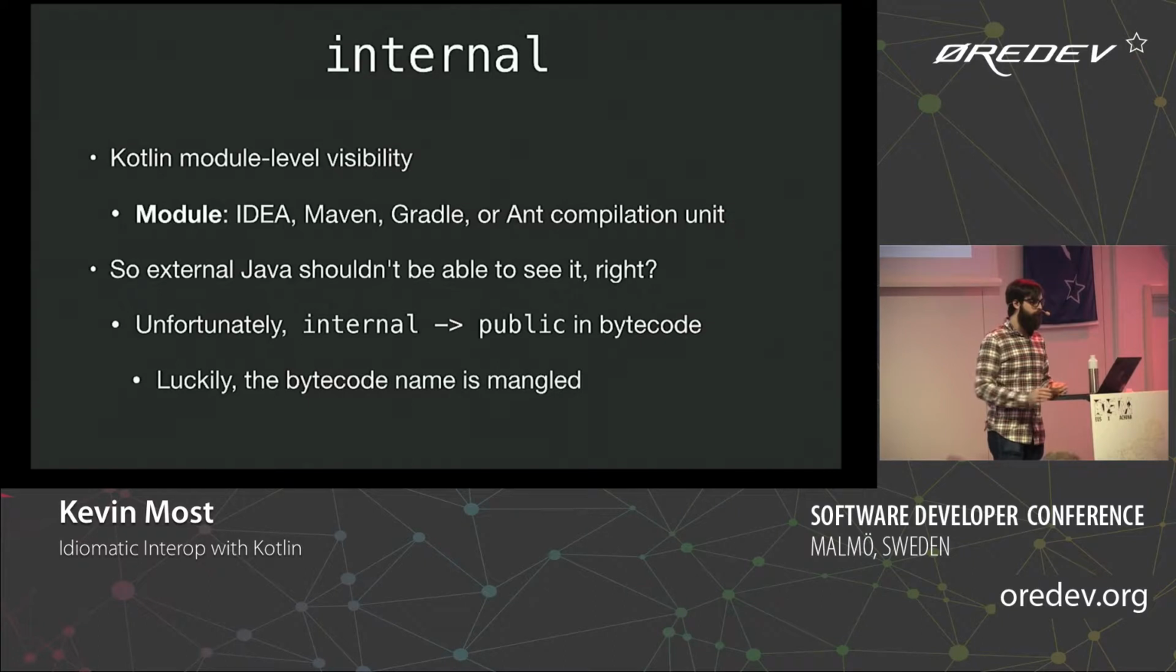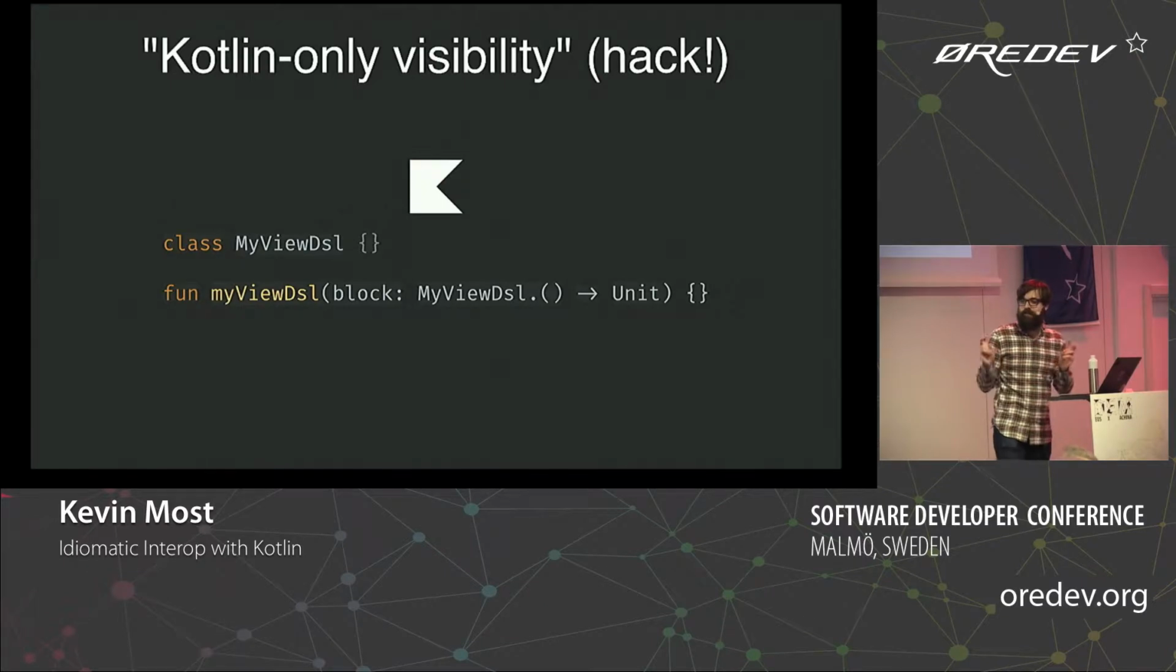Luckily, the compiler will purposely mangle the bytecode names so that you don't see it. They'll add some $ and stuff like that so that it comes out as a name that IntelliJ knows should be way deprioritized at the bottom of the list. Hopefully your users won't use it, but you should note that they totally can, and it's legal Java for them to use it. Another thing I want to talk about is I found this cool hack to make Kotlin-only visibilities.